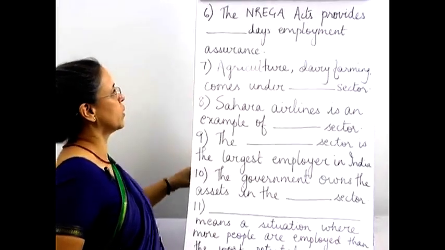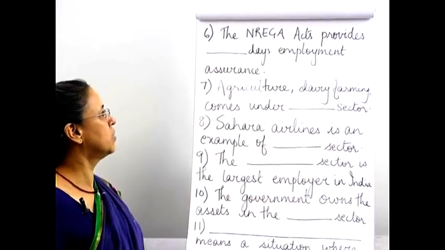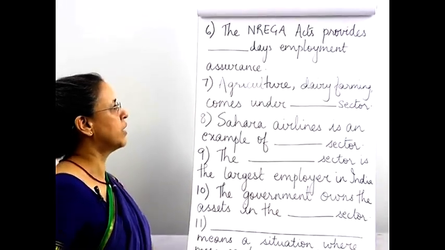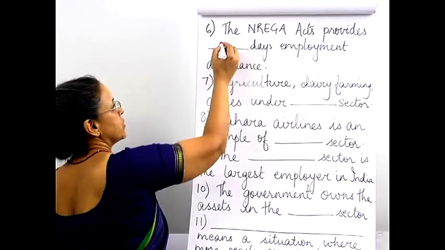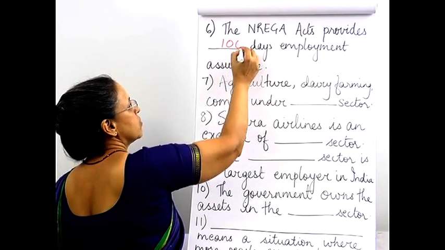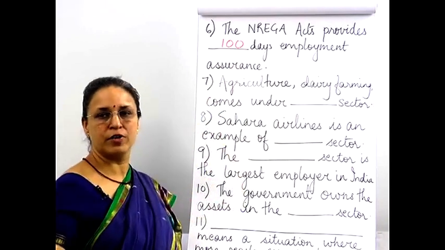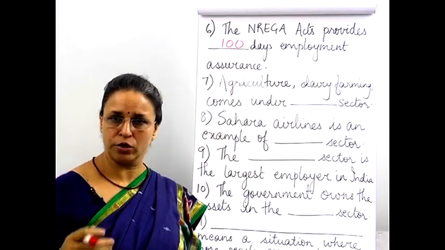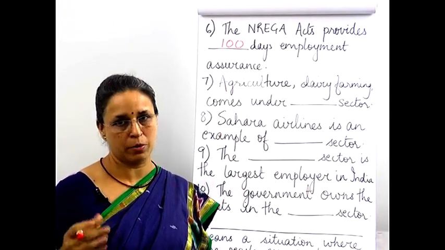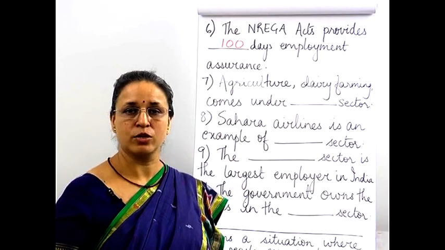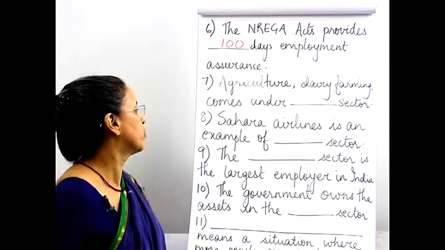Going on to the sixth one. The NREGA Act provides minimum how many days of employment assurance? That is 100 days out of 365 days when you are giving an assurance, that we will give you this much employment from our side, and that will be for 100 days.